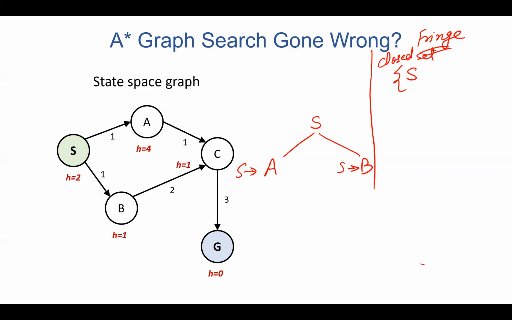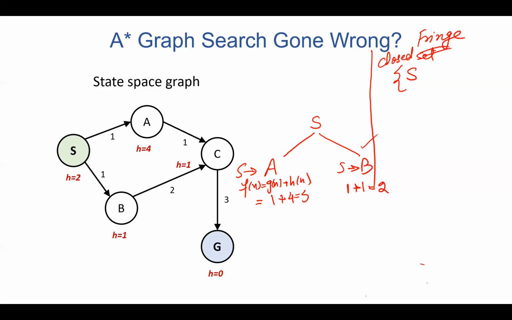So what is the f of n? Remember, this is f of n equals g of n plus h of n. We're going to apply this. So what is g of A? 1. And what is h of A? 4. This is 5. How about g of B? And how about h of B? It is 2, right? Altogether. All right. So that means we will get to B.